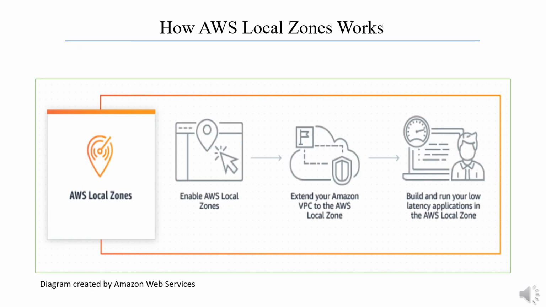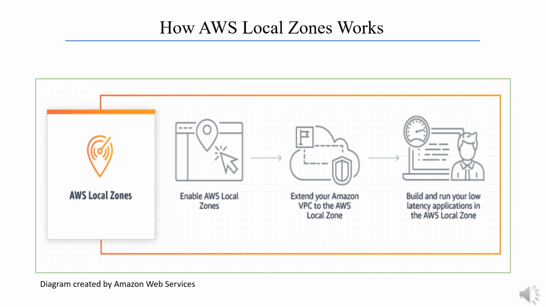Excellent. Now let's see how AWS Local Zones works. AWS Local Zones are a type of infrastructure deployment that places select AWS services closer to your end users and workloads. The diagram is created by Amazon Web Services. It shows the key features of an AWS local zone and the steps you need to follow to use it. We recommend you read the diagram and get a better understanding of how an AWS local zone works in an application environment.